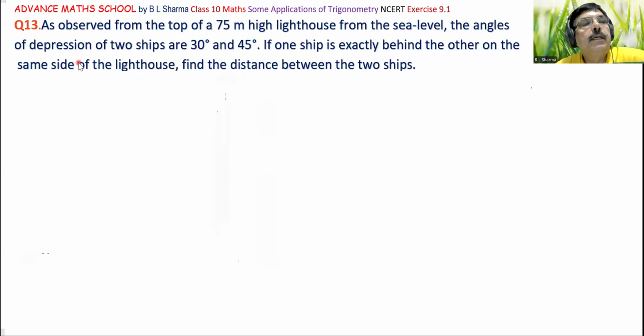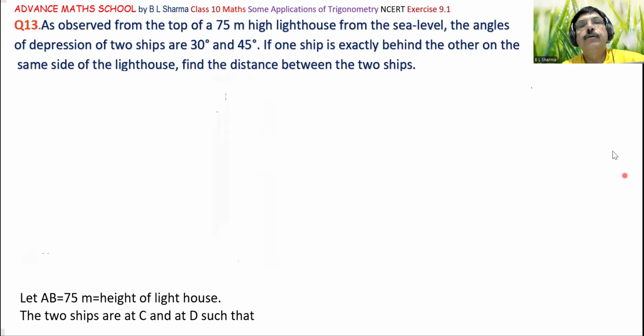Question number 13. As observed from the top of a 75-meter high lighthouse from the sea level, the angles of depression of two ships are 30 degrees and 45 degrees. If one ship is exactly behind the other, on the same side of the lighthouse, find the distance between the two ships.